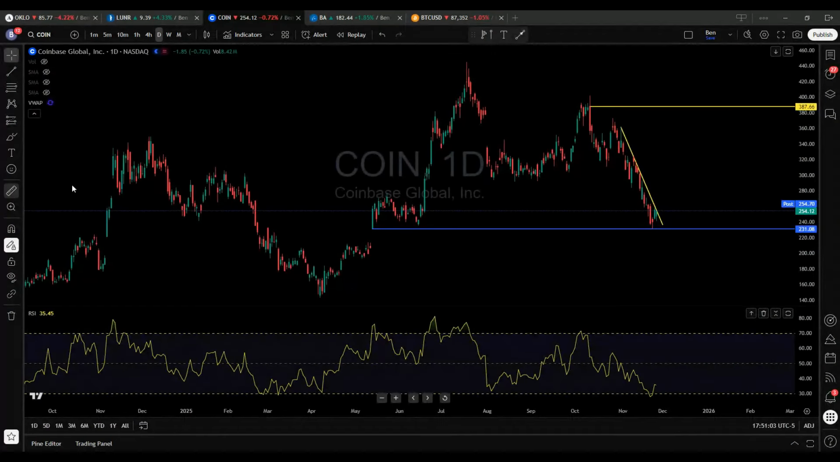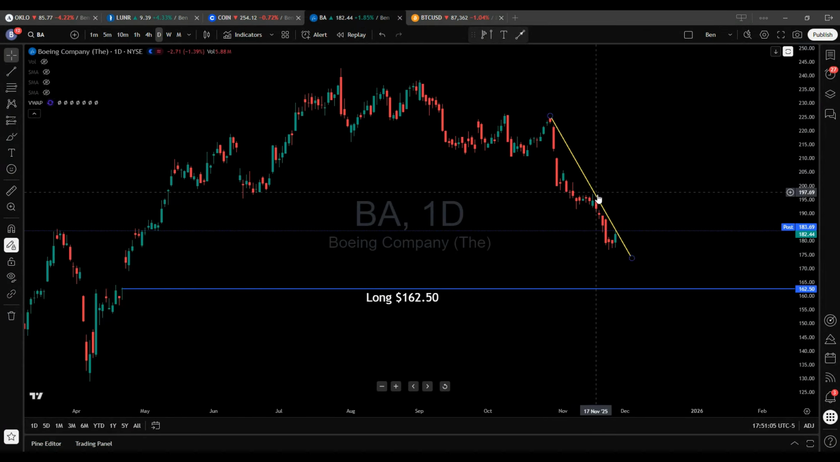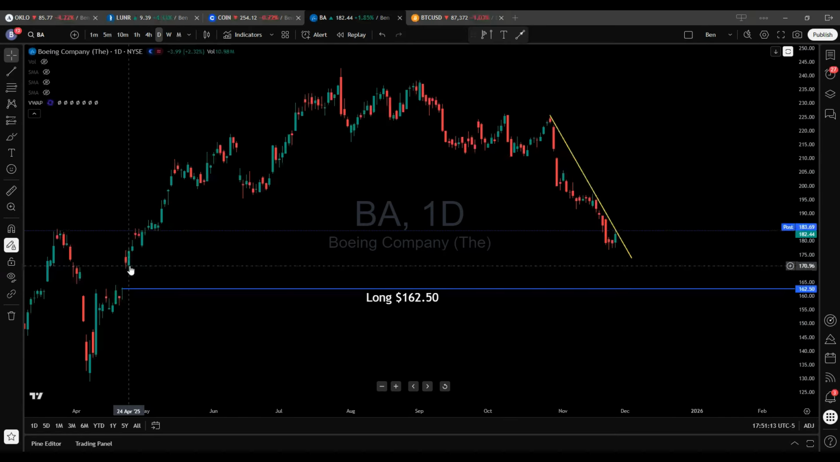Overall, I'm liking the price action of Coinbase. Again, that downsloping trend line needs to be broken, and then we can get another push to the upside. Boeing is another stock that I had in the comments, so I'm going to go over that real quickly for you. Downsloping trend line, similar to what's happening with Coinbase. This did catch support right here at this low pivot. Actually, it got support right here, this low pivot, excuse me.